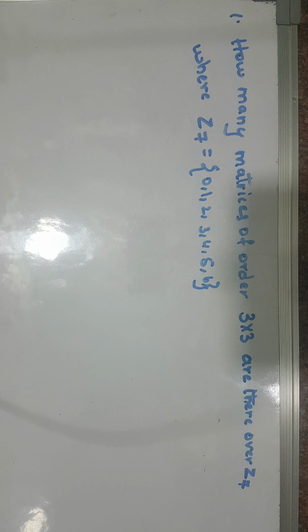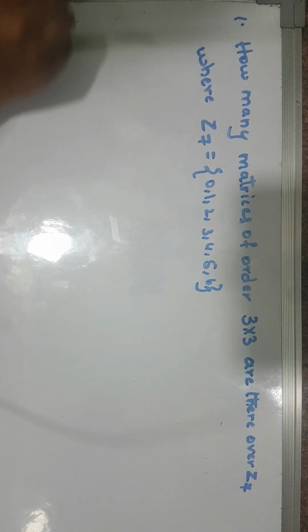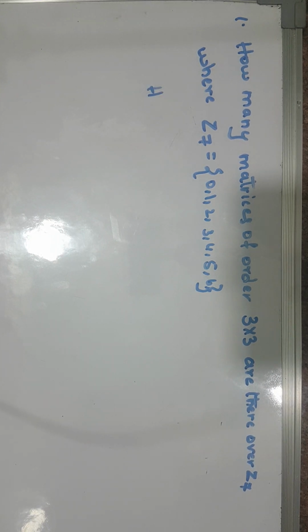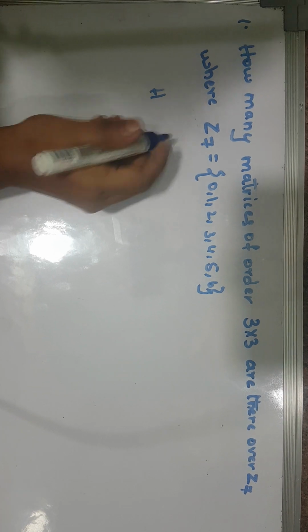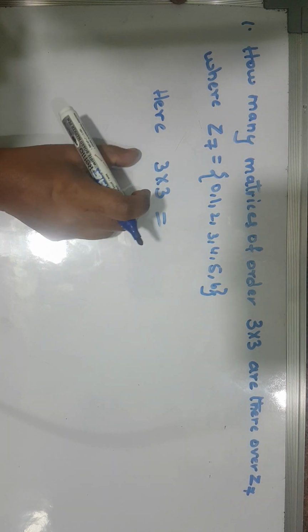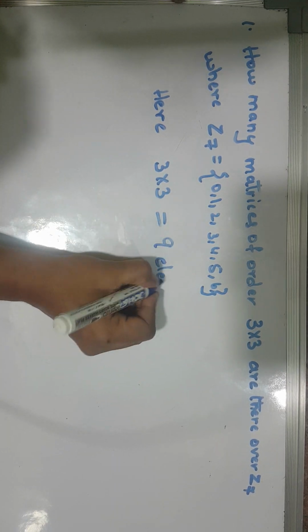In this video I'll tell you some of the important questions of linear algebra. Okay, how many matrices of order 3 cross 3 are there over Z7? How many elements will there be in a 3 cross 3 matrix? 9 elements. In a 3 cross 3 matrix you have 9 elements.